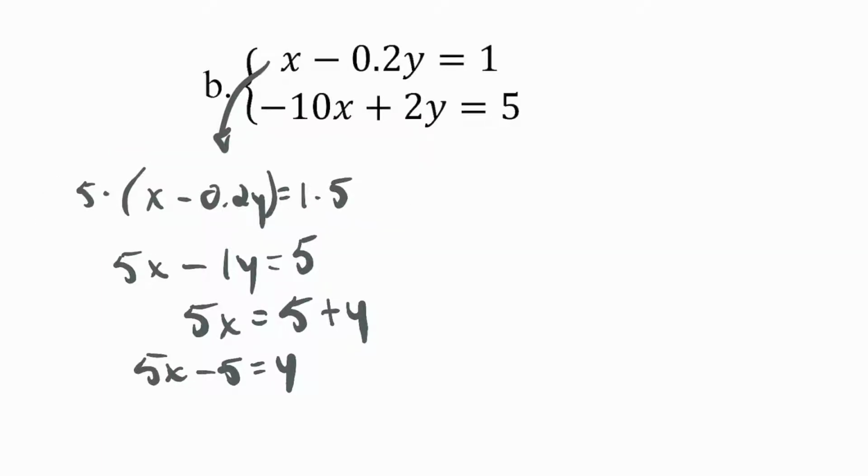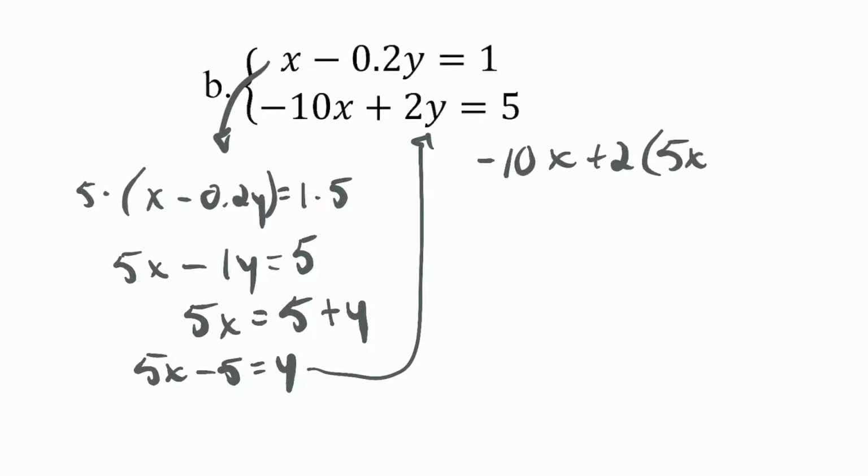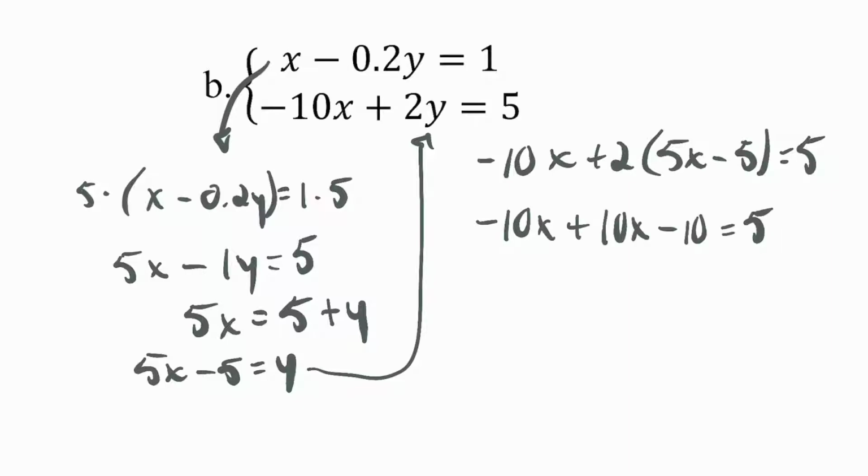So now I can substitute into here. So negative 10x plus 2 times (5x minus 5) equals 5. Okay. So I'm going to distribute. So negative 10x plus 10x minus 10 equals 5. I'll combine like terms, and I get negative 10 equals 5.